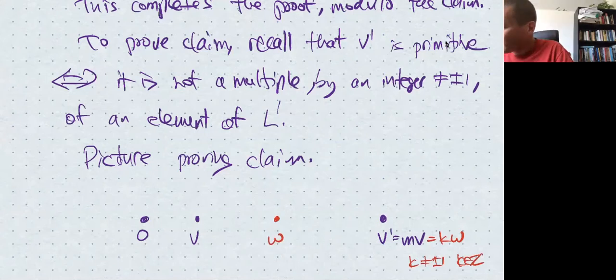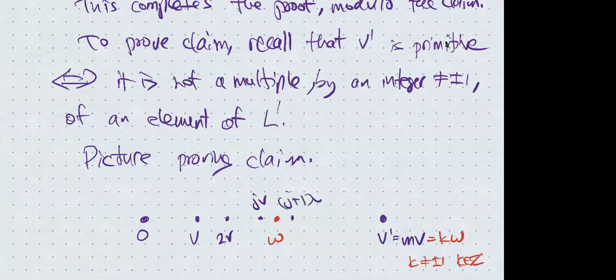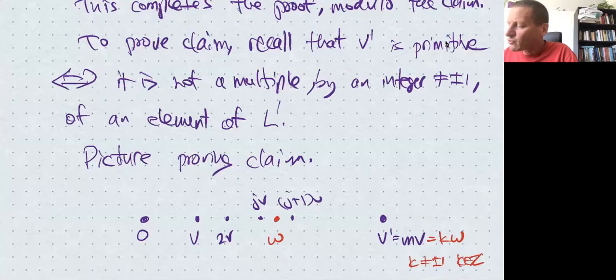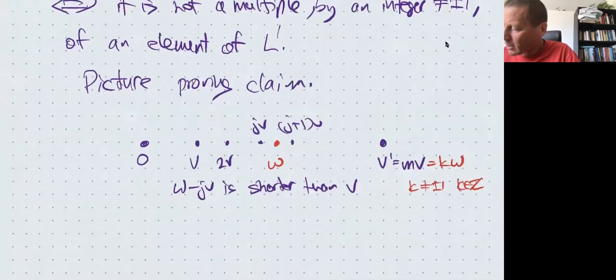Okay, and so V prime is an integer multiple of W, and it's also an integer multiple of V. And now I'm going to take multiples of V. There's no scale here, scaling here is bad, but here I have GV, and here I have JV and J plus 1 V. W itself can't be a multiple of V, because if W were a multiple of V, you see that W minus JV is shorter than V.